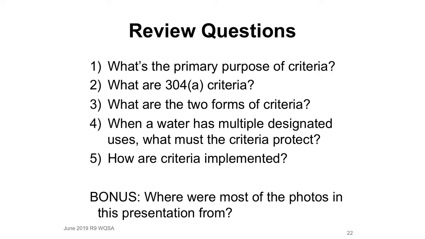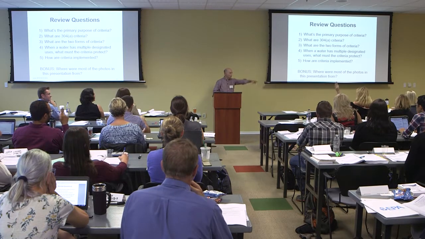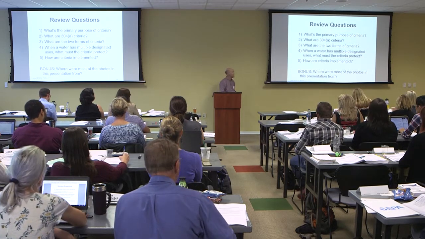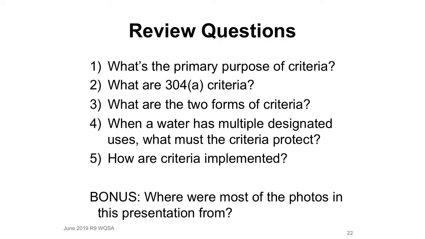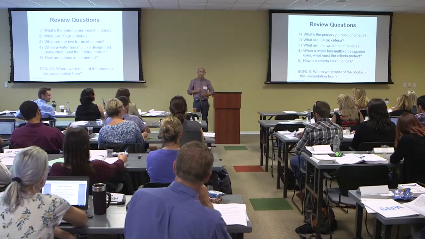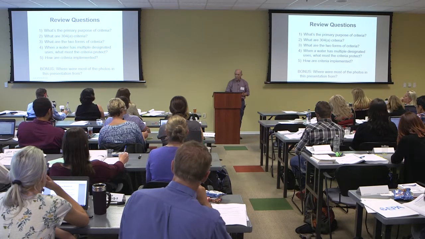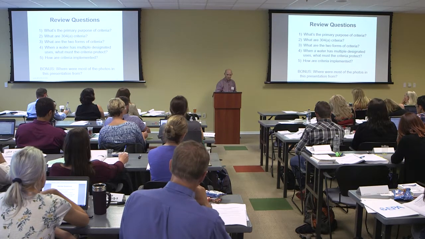So what's the primary purpose of criteria? Somebody, raise your hand. I'll pick on you. Cynthia. To protect designated uses. Excellent answer. What are 304(a) criteria? Someone else raise their hand. Don't be shy. I'll pick on you if you don't. Yeah, they're the numbers that are designed to protect against the priority pollutants, right? The numbers that are protective of designated uses that EPA has established for a number of pollutants. They're recommended, right? They're not law. They're just recommended.